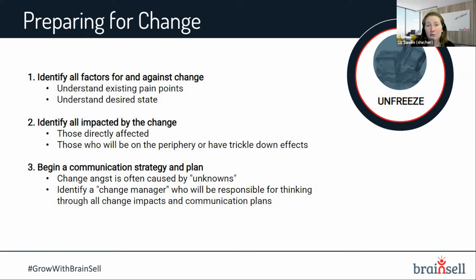So the third step, after identifying those factors that are going to be changing and the folks that will be impacted, would be to begin a communication strategy and plan. Communication is key during change management. Honestly, what we find with our clients and what research says is that uncertainty is one of the biggest contributing factors to change angst, and folks being a little bit anxious about what's coming, or not knowing what's coming or the why behind it.